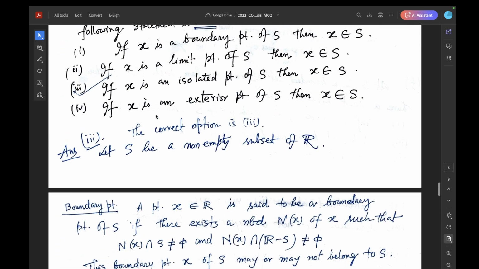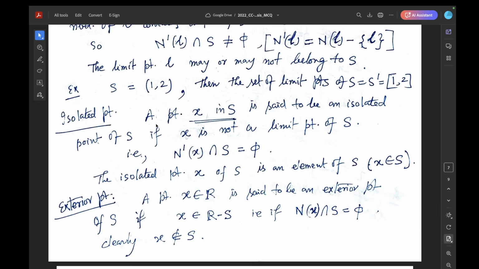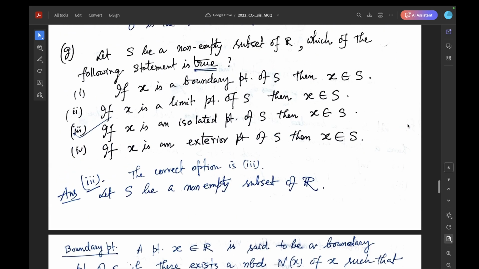Next, number 3. If x is an isolated point of S, then x belongs to S. Isolated point: a point x in S is said to be an isolated point of S if x is not a limit point of S. That is, N dash x, the deleted delta neighborhood of x, intersection S equals phi. An isolated point x of the set S is an element of S. So x always belongs to the set S. So the correct option is 3.